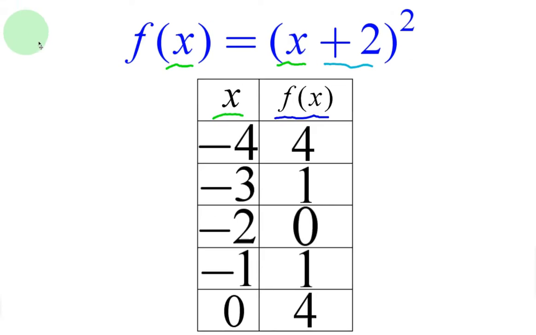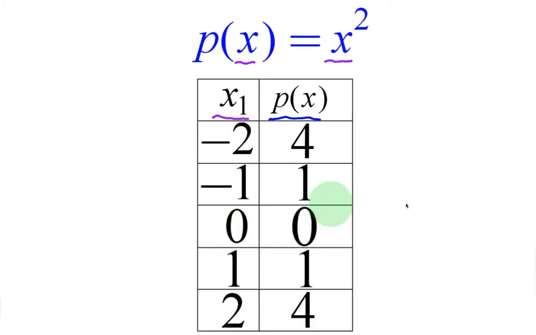So now here is our new chart for our transformed function. We've subtracted 2 from our original x values. Now we have negative 4, negative 3, negative 2, negative 1, 0, and we have the same y values that we started with for our parent function.